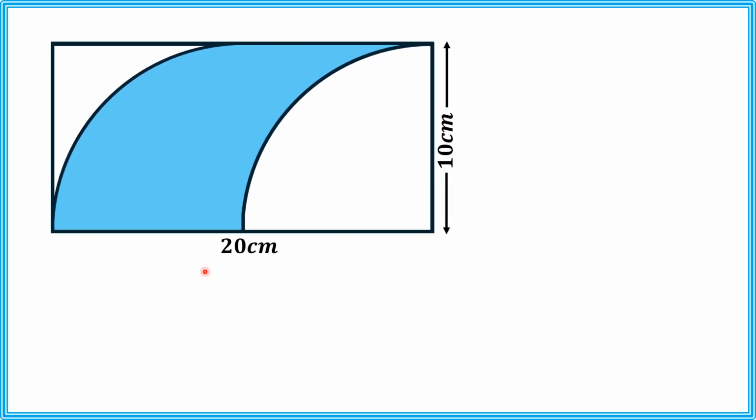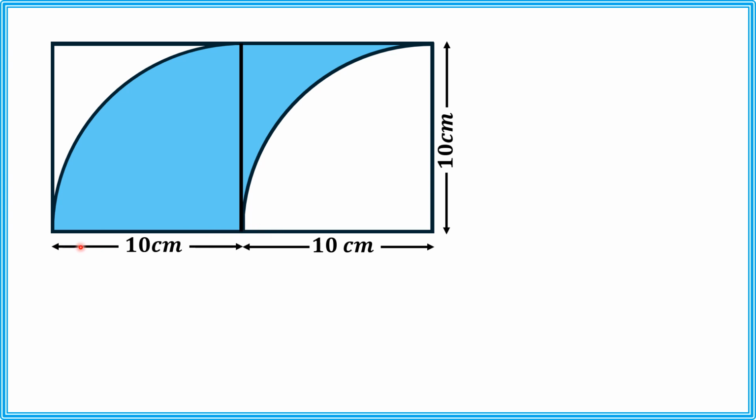First of all, we draw a line segment from this point which is parallel to this side of the rectangle, as such. Here you can see that this is a quarter circle having radius equal to 10 centimeters. It means this length is 10 centimeters. Now as this whole length is 20 centimeters, the remaining length is also 10 centimeters.